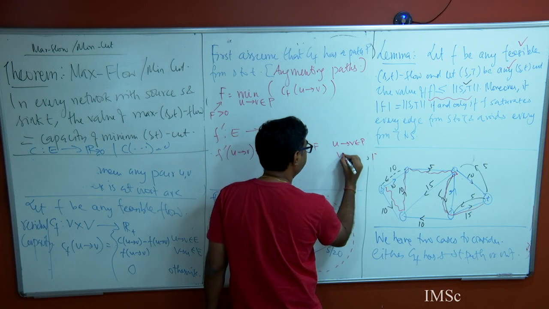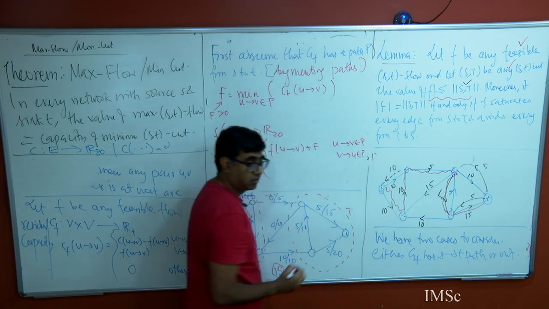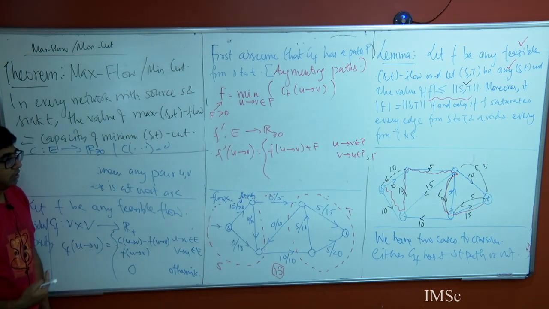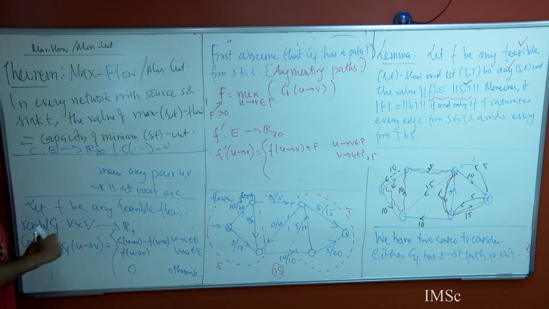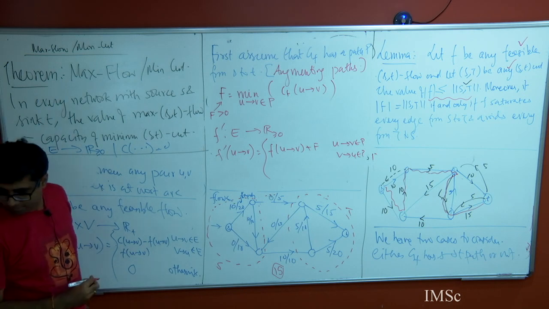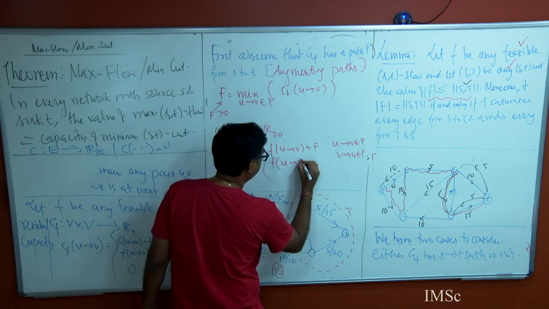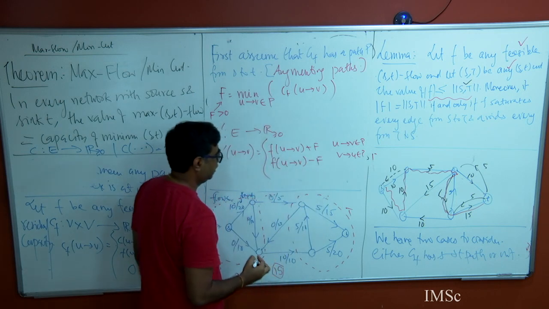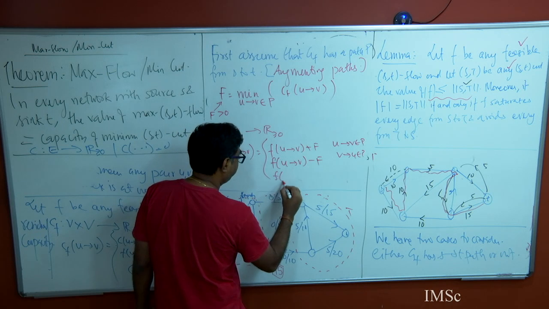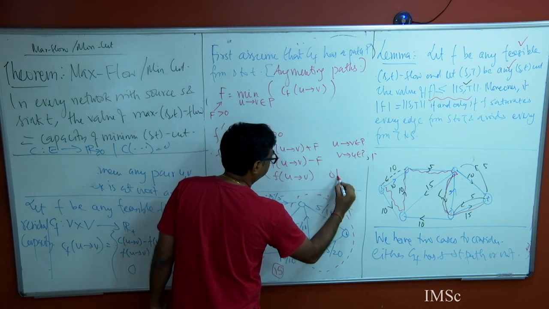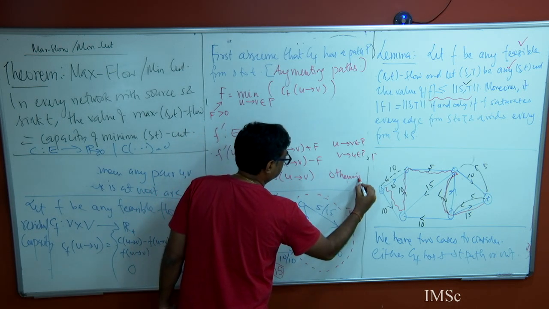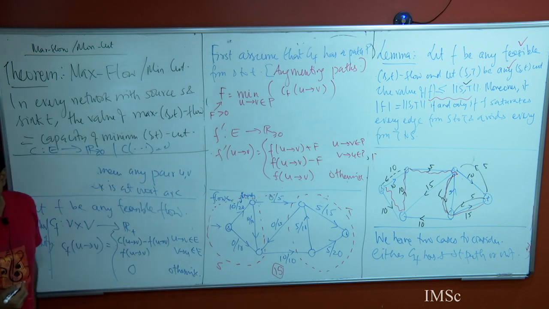Now what happens if v to u is in the path? It means actually in the original graph u to v is an edge. So on this I should decrease the flow, right? So what will it be? f of u to v minus f, and f of u to v otherwise, right? So this is how my new flow function is.